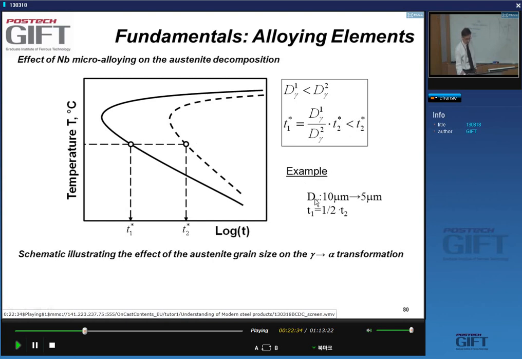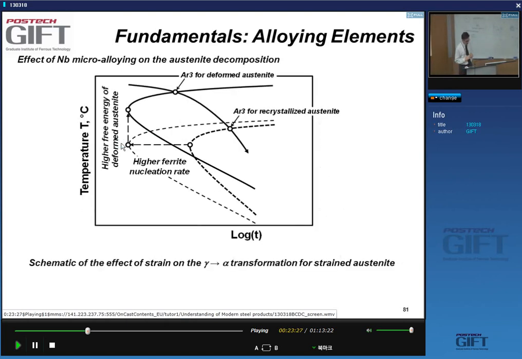Let me give you an example. If this is a transformation curve for 10 micron grain size, and I go to 5 micron grain size, then T1 is D1, that's 5 over 10, times T2. So the time is half. So transforming from smaller grain sizes gives an acceleration of the transformation and a smaller grain size at the same time, because the acceleration is because you have many more nuclei of ferrite. Many nuclei grow, eventually they'll impinge on each other, so their size will be smaller.